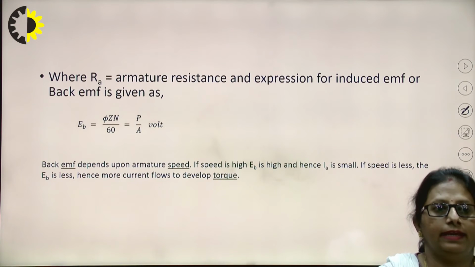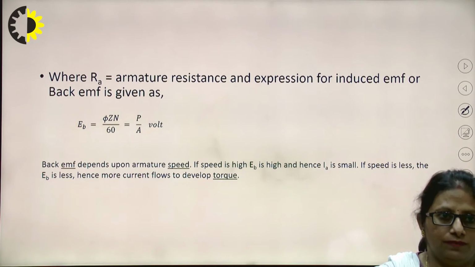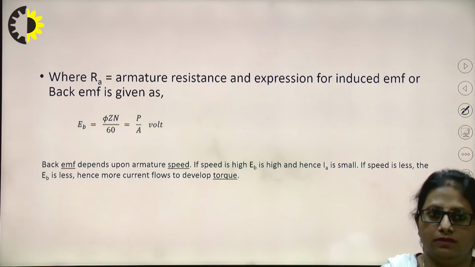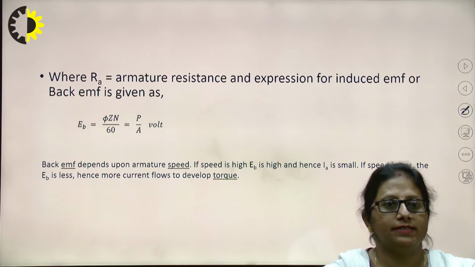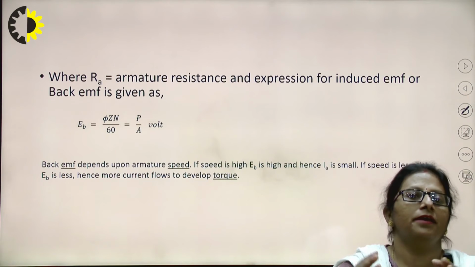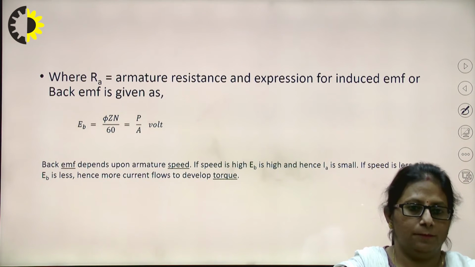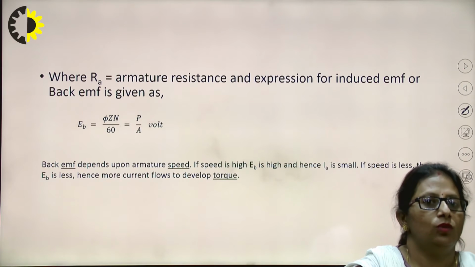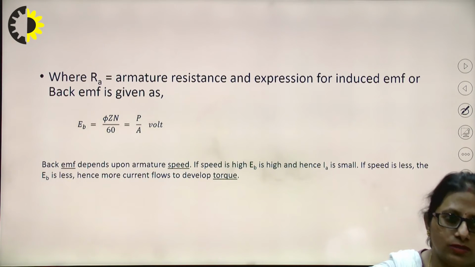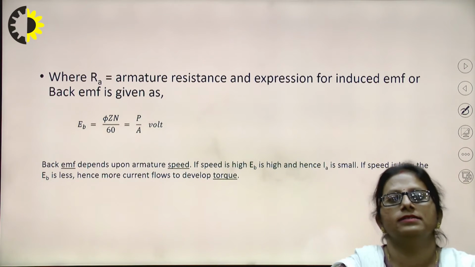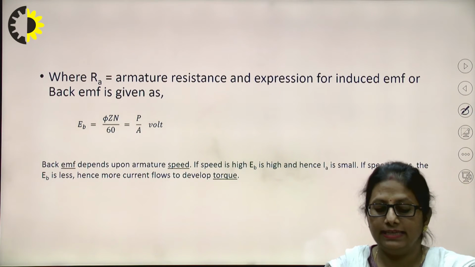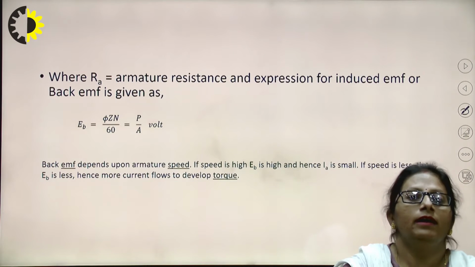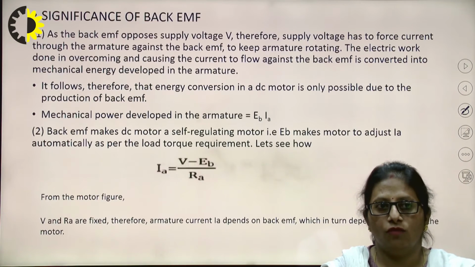Now, the important thing is that this back EMF depends upon the armature speed, right? It has the relation we have seen in the earlier case, phi P N Z by 60A. If the speed is higher, then the back EMF is also high, and hence IA is small. If the speed is less, then EB is also less, hence more current flows to develop the required torque. We'll be discussing this once again regarding the regulating mechanism of back EMF.